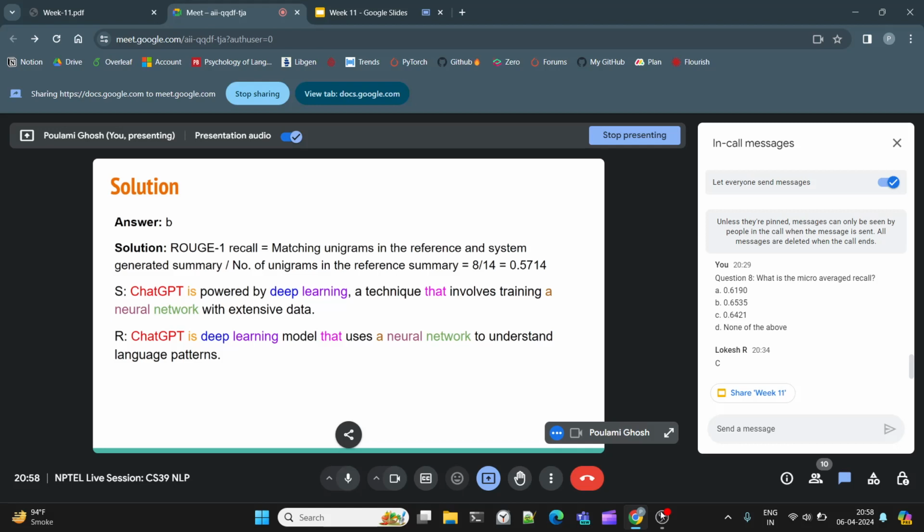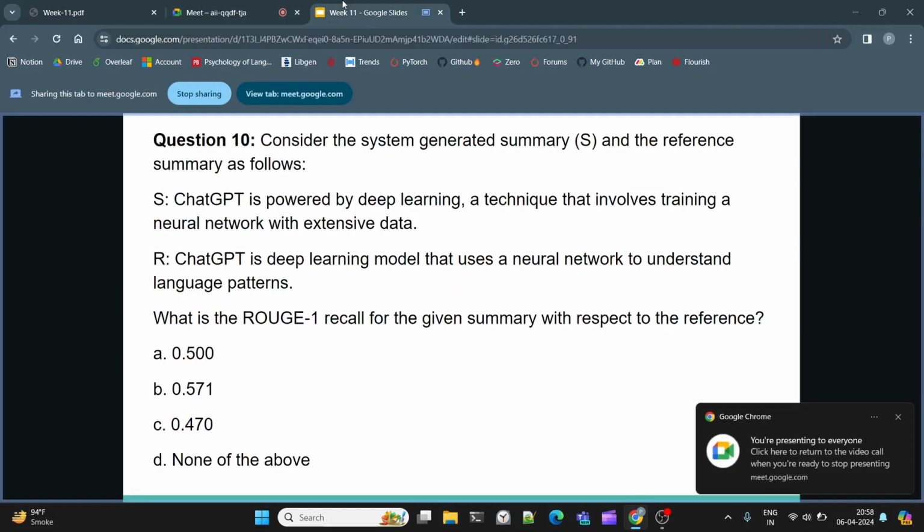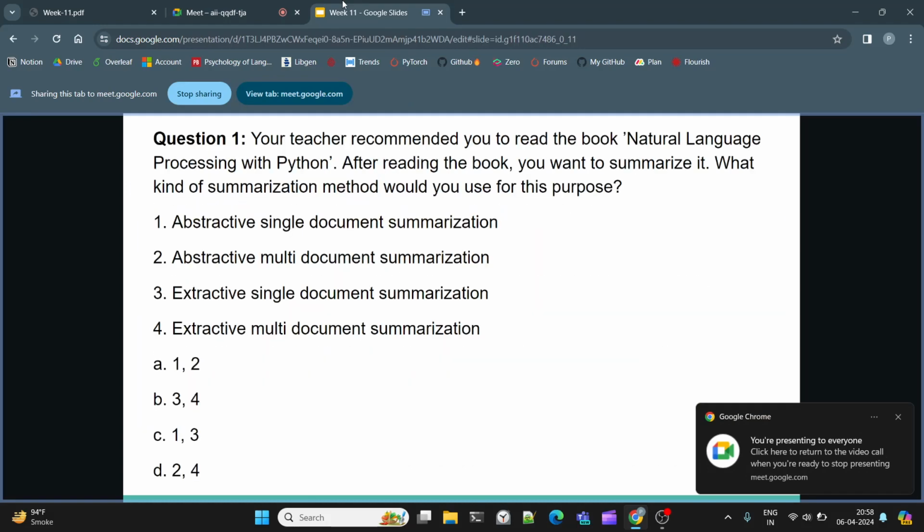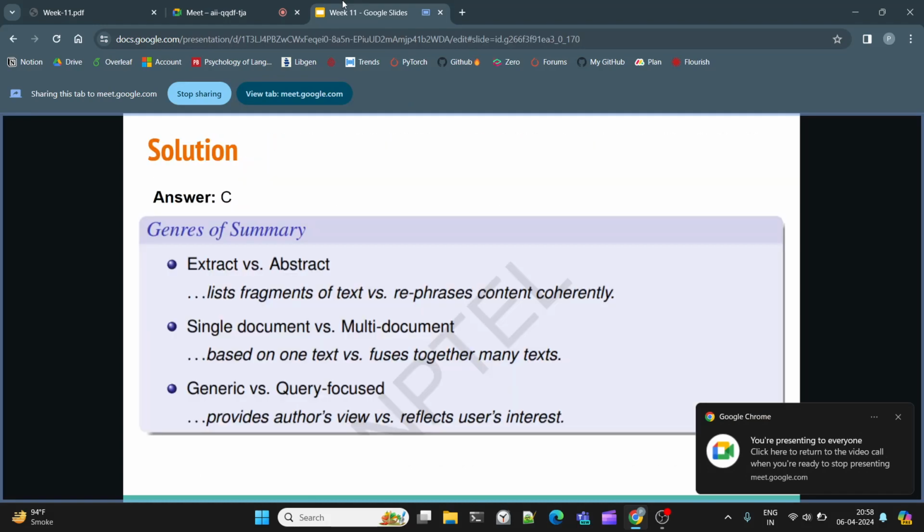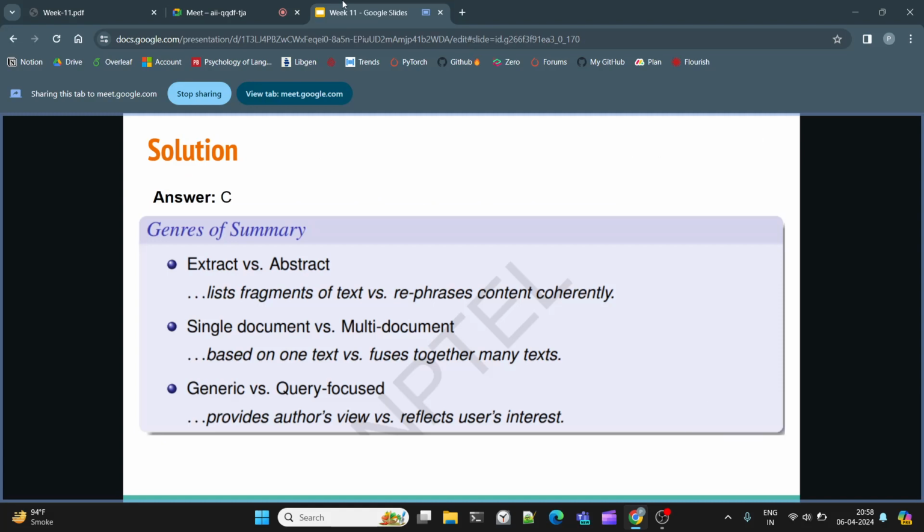Ma'am, could you explain the query document again? Yes. So query-based summarization is where you're given a document which you need to summarize, right? Along with that, you'll be given a query as well. And now you need to perform the summarization such that it's aligned with the query, aligned with what the user is asking. Query means the user is asking something, right?